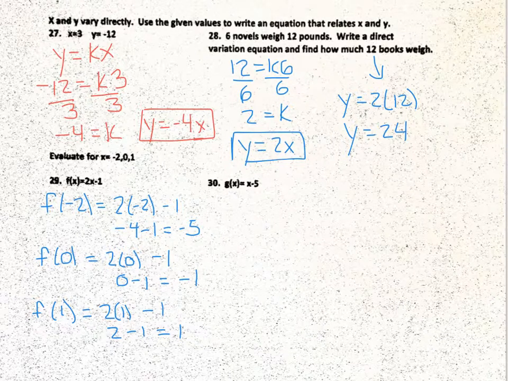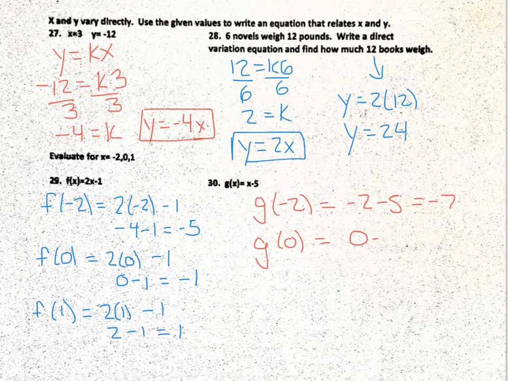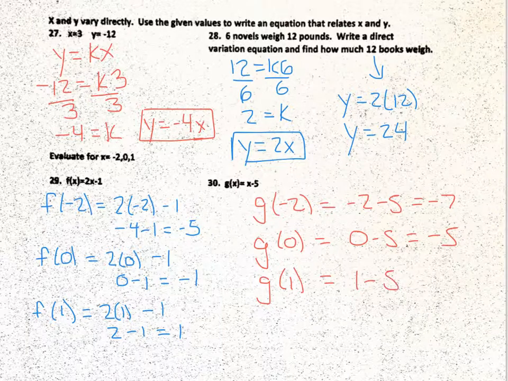I'm going to do the same thing with g of x. So I'm going to do g of negative 2 equals negative 2 minus 5, which is negative 7. I'm going to do g of 0. And so I'm going to have 0 minus 5, which is negative 5. I'm going to do g of 1, which is 1 minus 5 equals negative 4. Again, don't forget to look at your vocabulary as well.